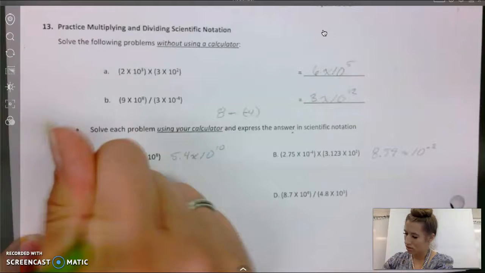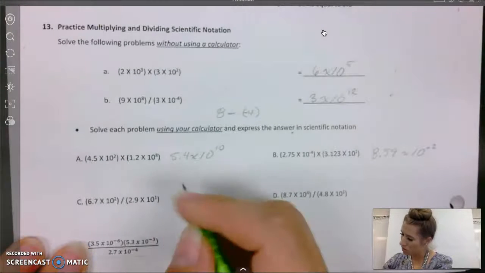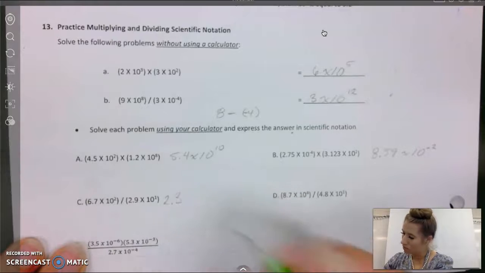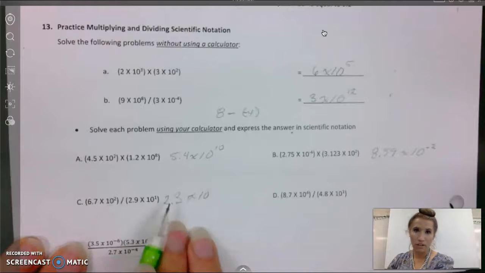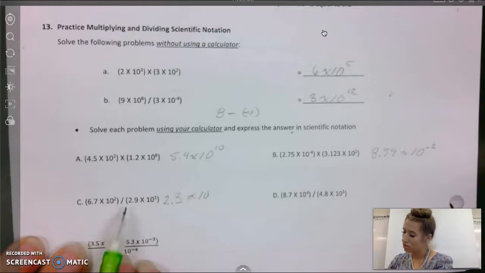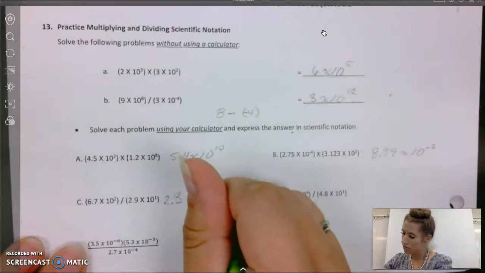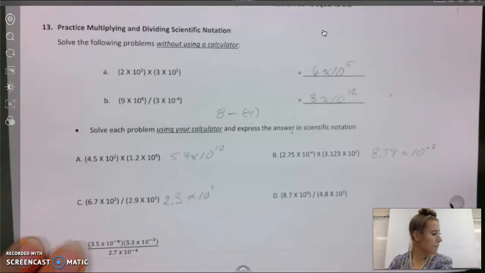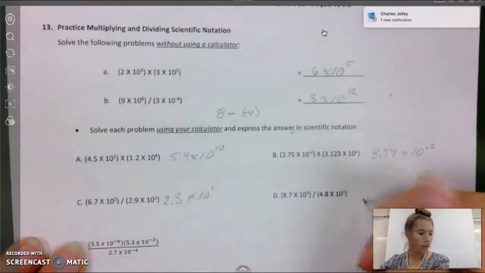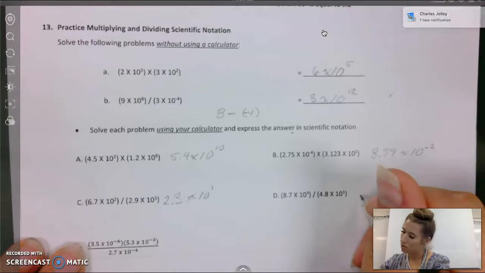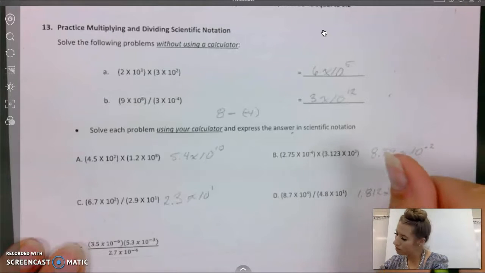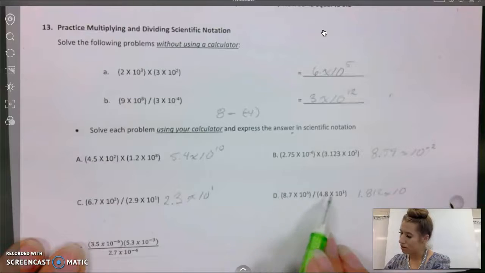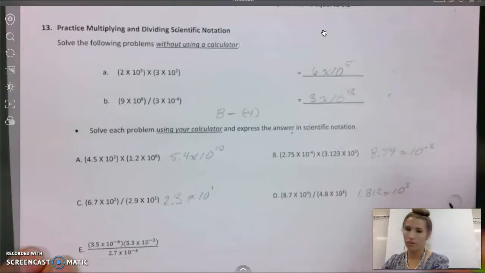Actually, let's stay consistent. Okay. And then times 10. And we minus our exponents. So 2 minus 1. Okay. And our last one. 8.7 divided by 4.8. That is 1.812. and then we subtract. So 4 minus 1 is equal to 3.